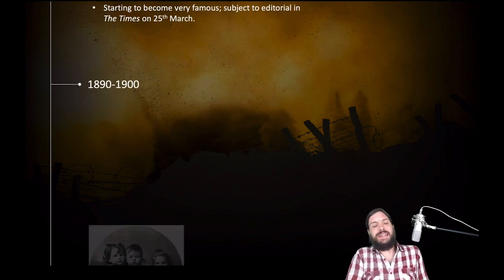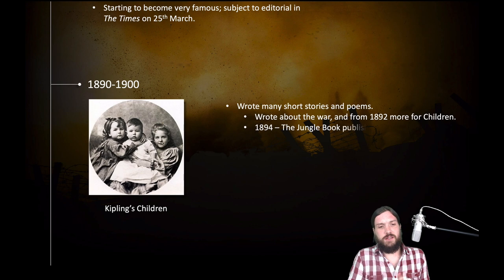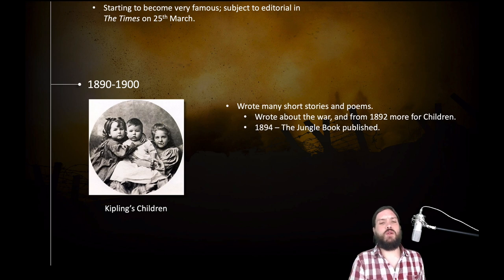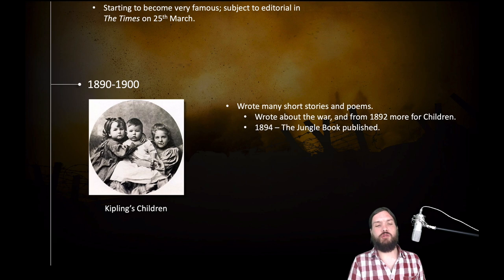Between 1890 and 1900, he settled down, had children. He wrote about the war, where he wrote many short stories and poems, but he wrote a lot about the war, and from 1892 onwards, he started to write more for children, perhaps reflecting the fact he had three of his own.